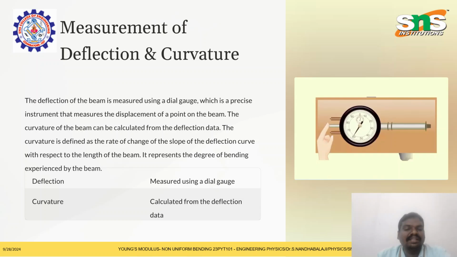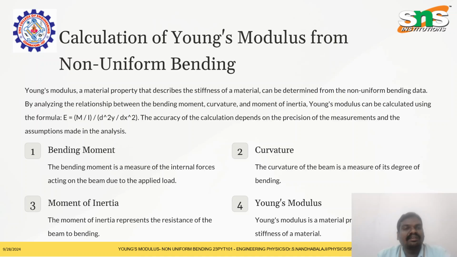Deflection is measured using a dial gauge. Curvature is calculated from the deflection data. Calculation of Young's modulus in non-uniform bending: E is equal to M divided by d squared y by dx squared.